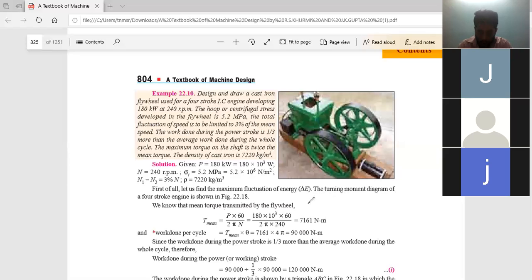T mean I have already calculated, and what will be the value of theta? Theta is nothing but the full cycle, which in a four stroke engine is 720 degree, because first 180 degree suction takes place, next 180 degree compression, next 180 degree expansion, and last 180 degree exhaust. That means 180 into 4, that is 4 pi. So work done per cycle is T mean 7161 into 4 pi, which gives about 90,000 Newton meter.